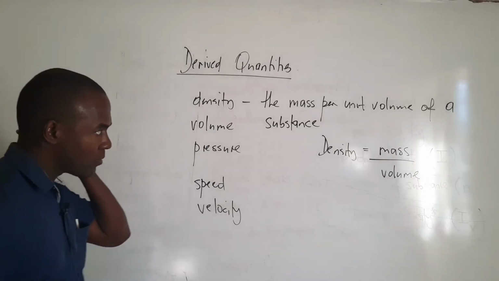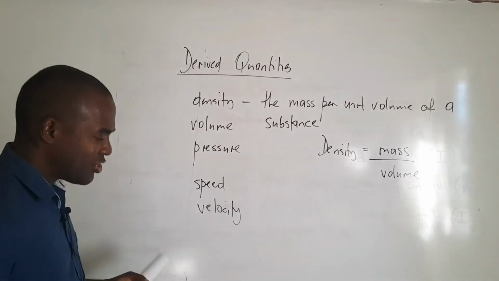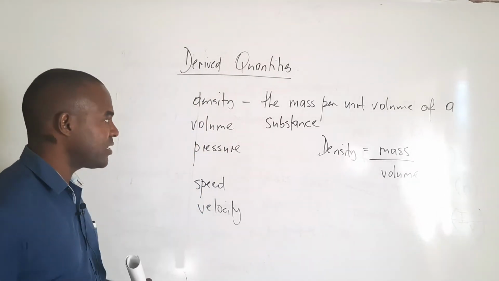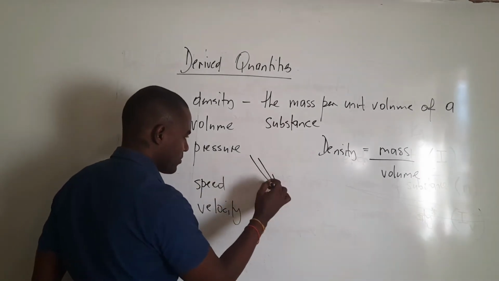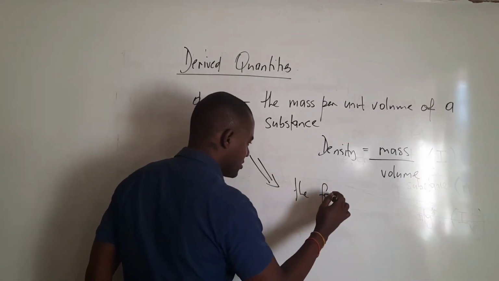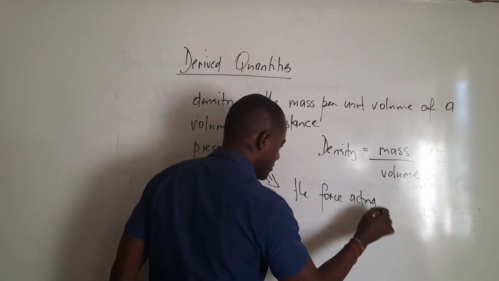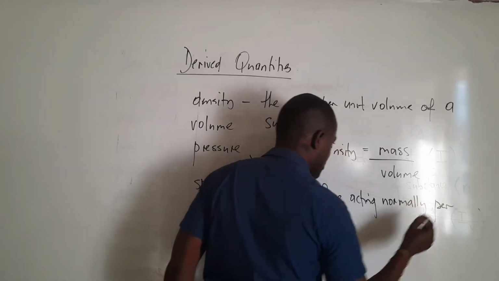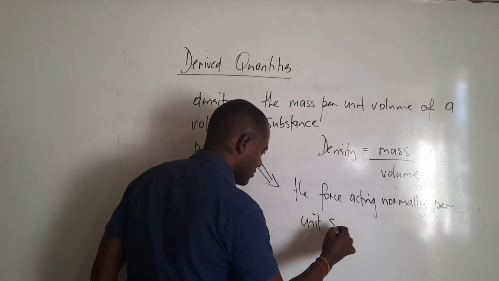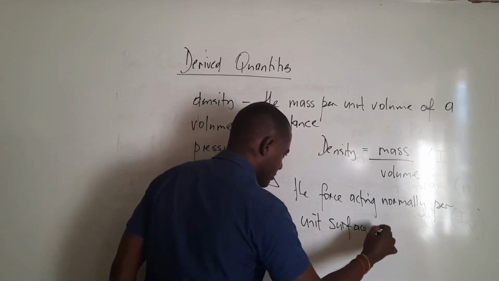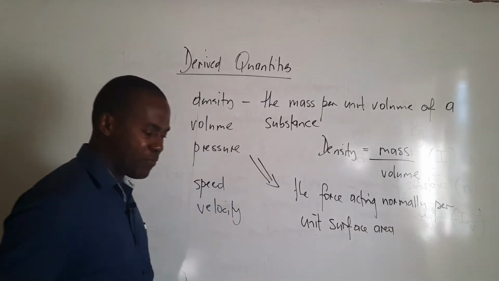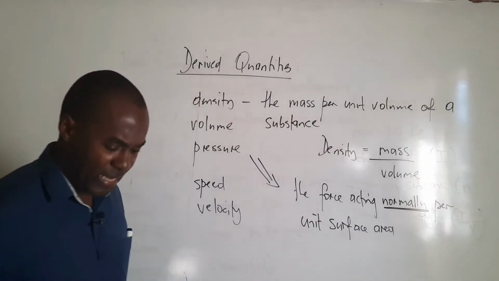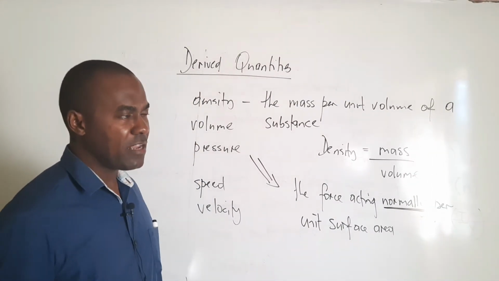What about pressure? What is the definition of pressure? Pressure is defined as the force acting normally per unit surface area. So that is the definition of pressure. And of course, the word normally in physics basically means at right angles to or perpendicular to. That is the definition of pressure.